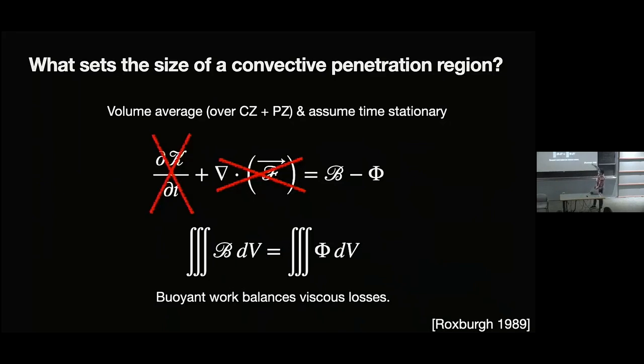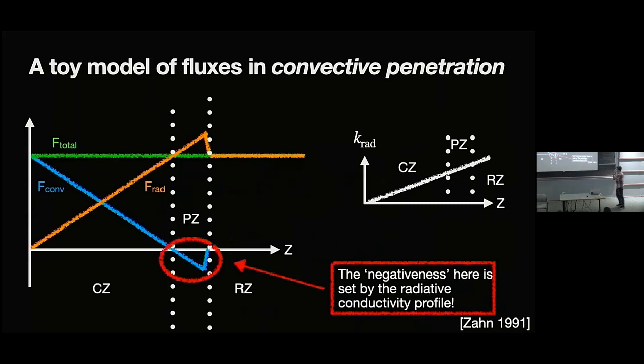So we take these equations and we make a parameterized theory and we do some stuff. And the punchline of it is that how negative this convective flux is here, the magnitude of that negative convective flux sets the size of the penetration region. And the negativeness of that flux is set by the conductivity profile in that layer, because it's set by how positive this radiative flux is here.